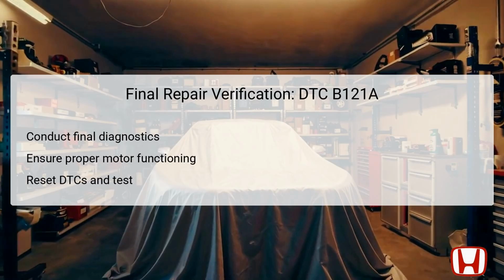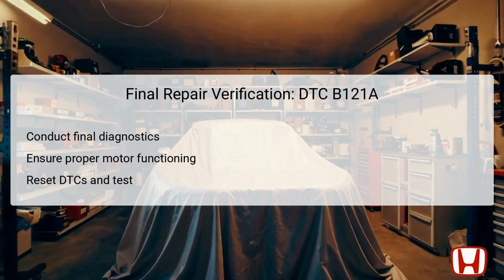After performing the necessary repairs based on previous troubleshooting, it is critical to conduct a final verification process. This includes running another diagnostic check with the HDS to confirm that DTC B121A no longer appears. Ensuring proper functioning of the mode control motor is vital, as it directly correlates to the air distribution system's efficiency.